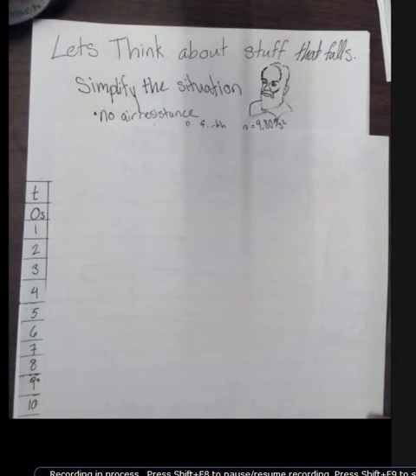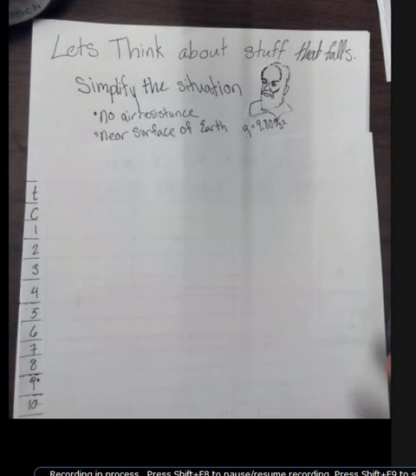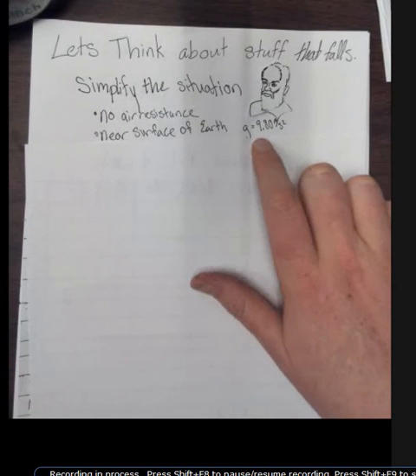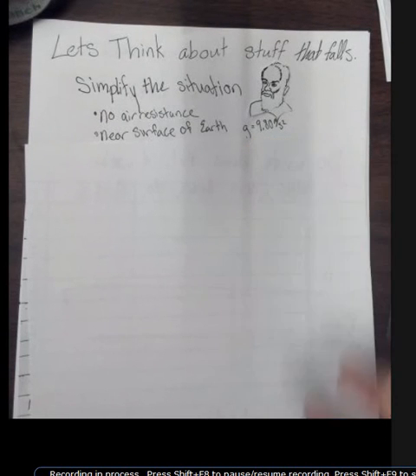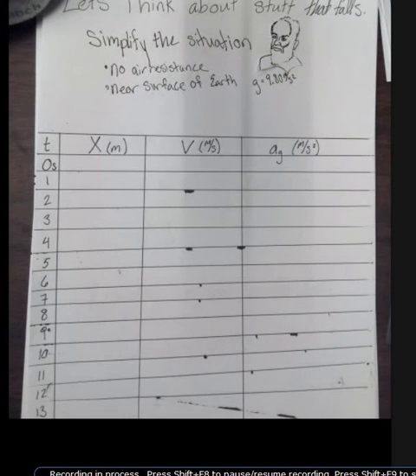All right, we're going to consider a situation where we don't have to worry about air resistance, and where we're near the surface of the Earth. And remember, when you're near the surface of the Earth, we can say that gravity has a value of 9.8 meters per second squared. Now that we've considered those things, you're going to fill this spot. And I have points showing from 12 to 13. You're going to do times 0 through 30 seconds.